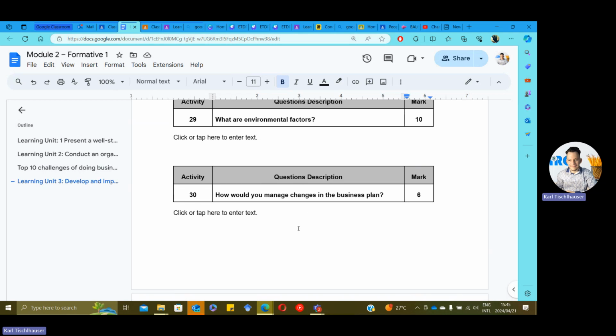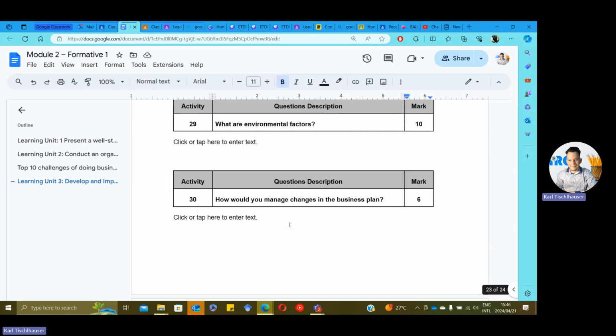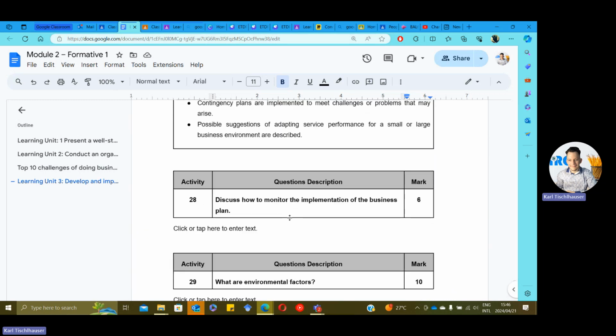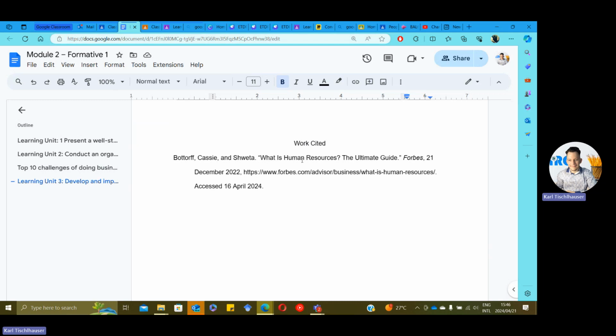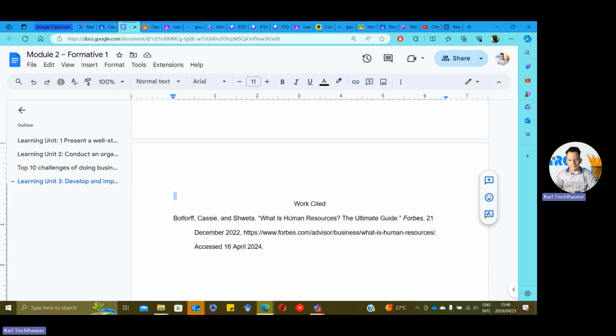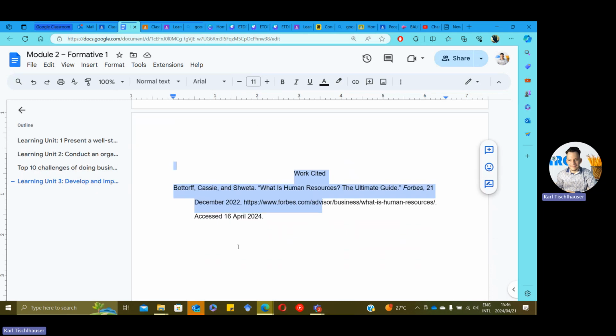Okay, this is linking back to change management. So how would you manage the changes? Tell me exactly how you do it. Okay. And that is basically all the questions for this formative. You'll see at the end here, I have work cited. So I demonstrated how to do references in one of the classes. So at the end of your work, I want to see this work cited. I want to see your references because there are going to be marks allocated to this. So be cognizant of that.